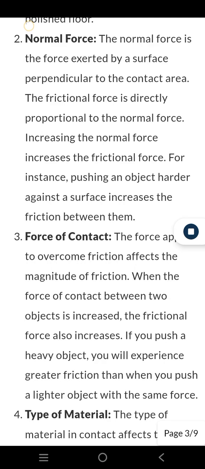Normal force. The normal force is the force exerted by a surface perpendicular to the contact area. The frictional force is directly proportional to the normal force. Increasing the normal force increases the frictional force. For instance, pushing an object harder against a surface increases the friction between them.